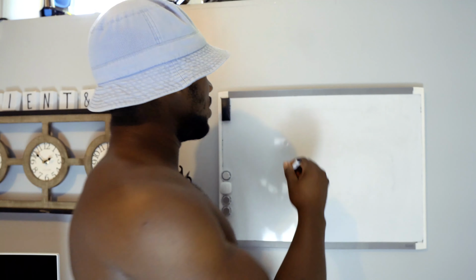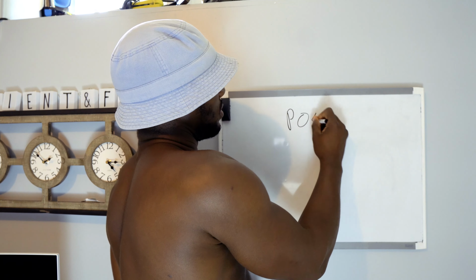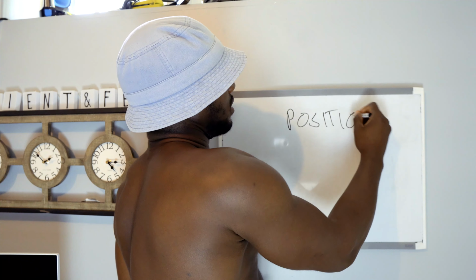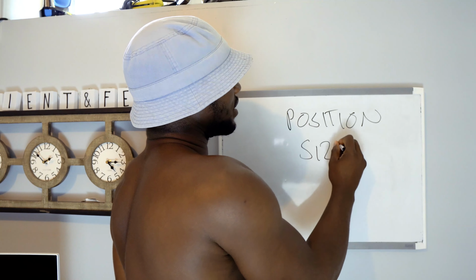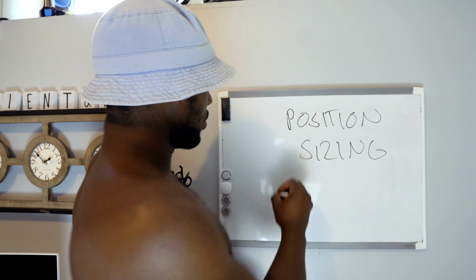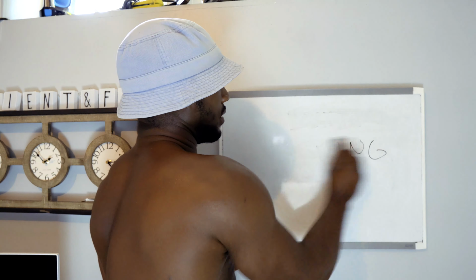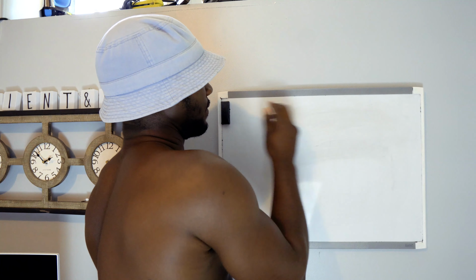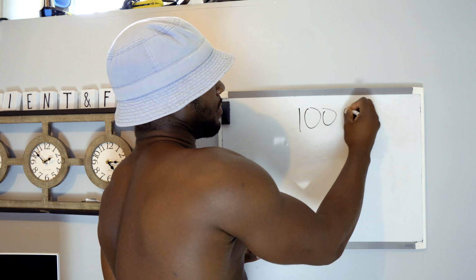Position sizing. Depending on the account size that you have, you need to make sure that you're sizing yourself in a way where you can survive. Personally, I say at least a full penny of drawback or 100 pips, okay? So that's 100 pips of drawback.